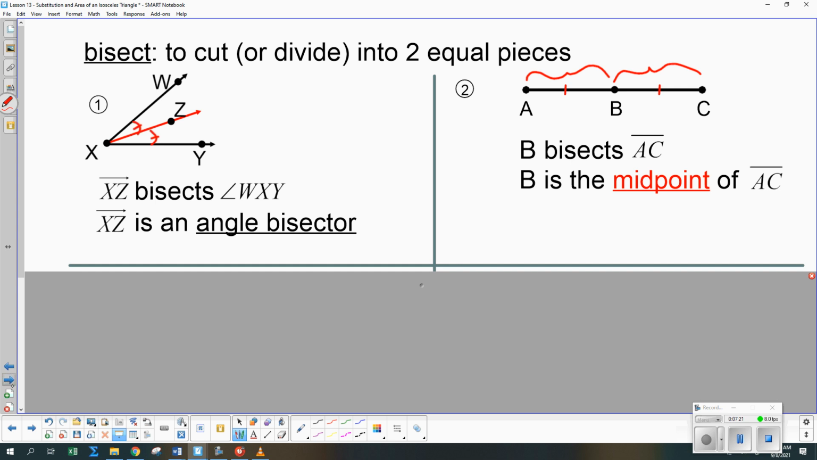So in the first picture, the ray XZ, my red line, bisects the big black angle, and we say that that red ray is an angle bisector. When we cut a line segment into two equal pieces, I say that that point in the middle bisects the whole long segment, or I say B is the midpoint, the halfway point.